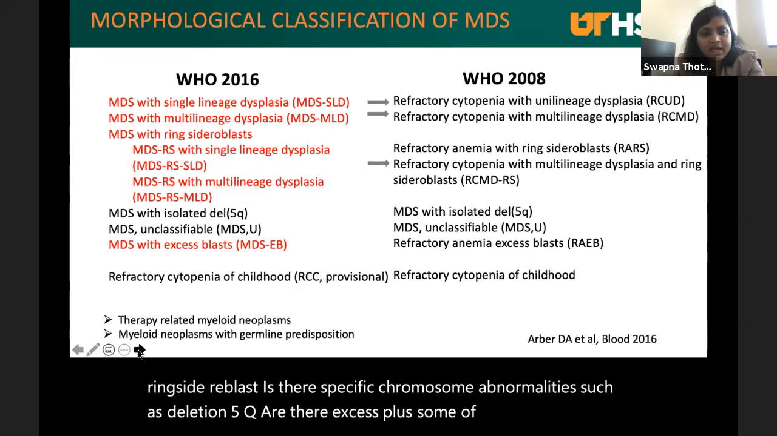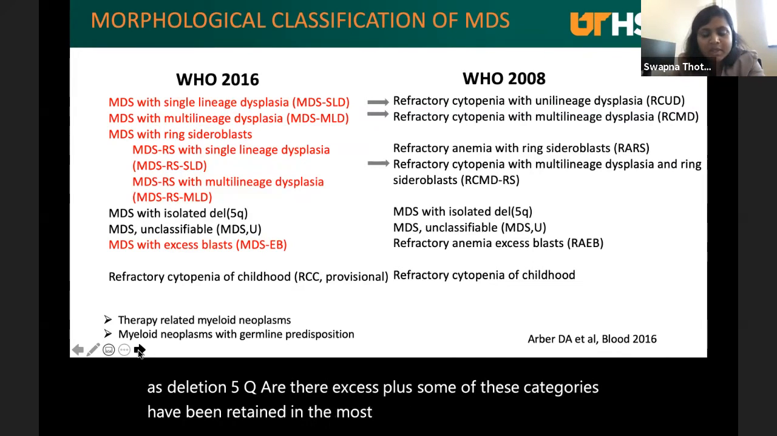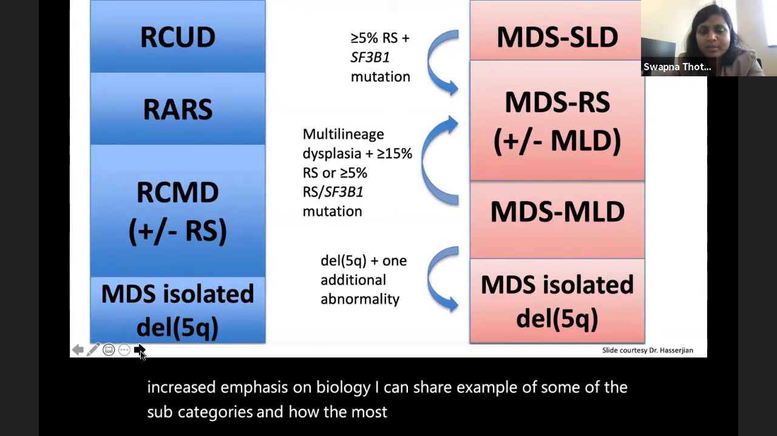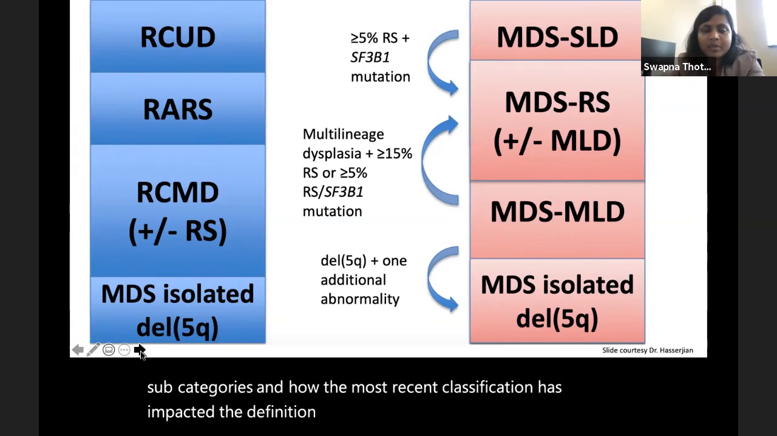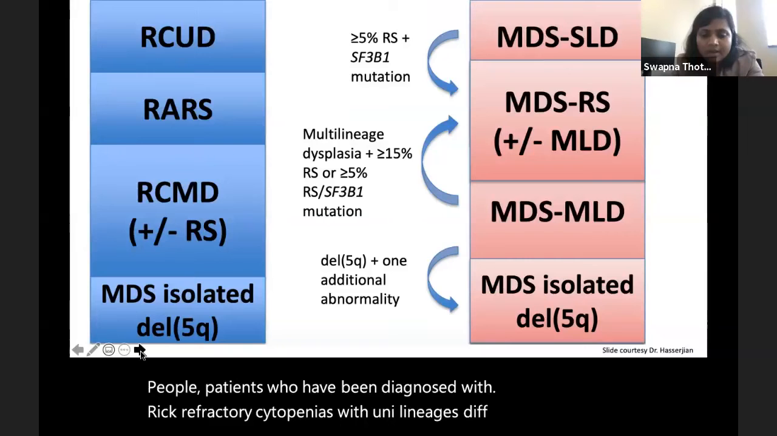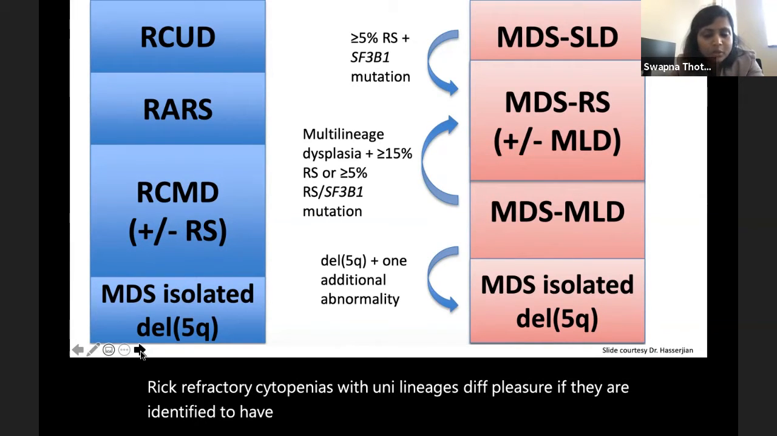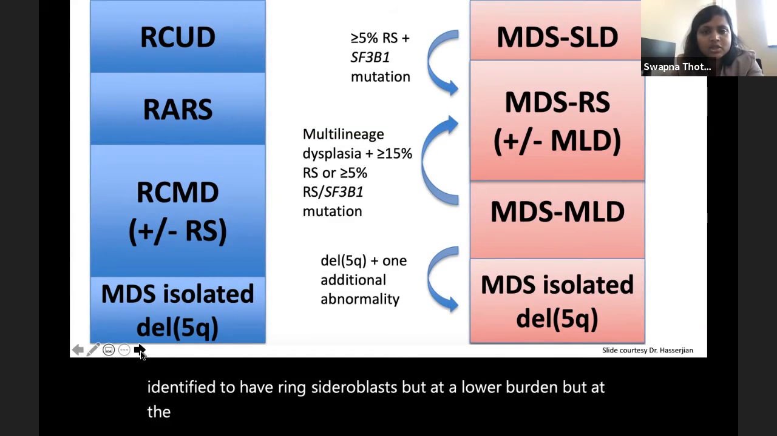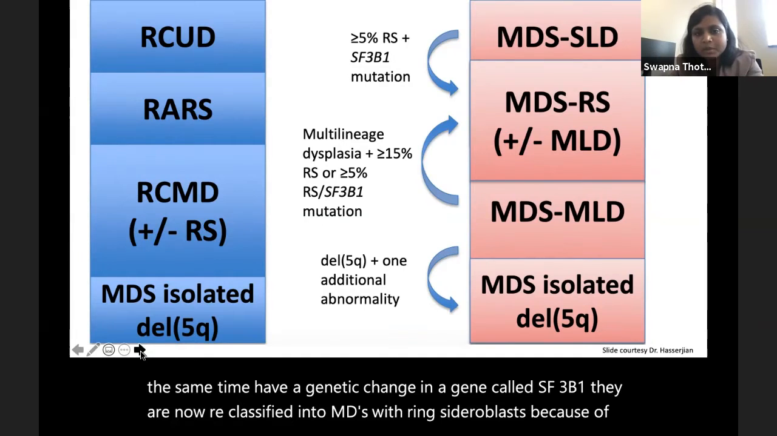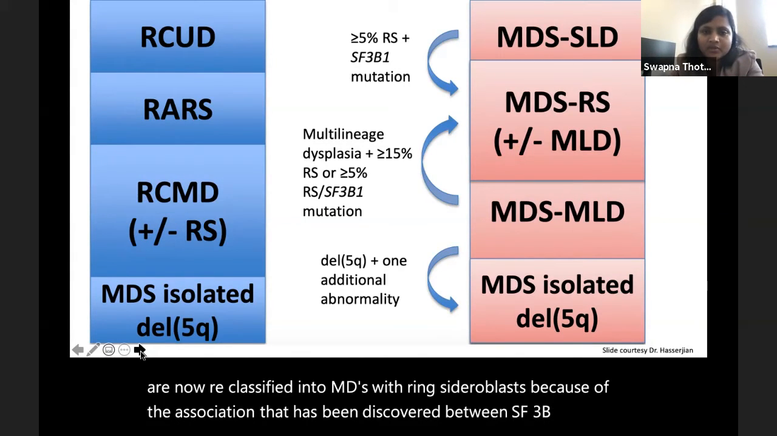Some of these categories have been retained in the most recent iteration, but there has been increased emphasis on biology. I can share examples of some of the subcategories and how the most recent classification has impacted the definition of such diagnosis. Patients who have been diagnosed with refractory cytopenias with unilineage dysplasia, if they are identified to have ring sideroblasts, but at a lower burden, but at the same time have a genetic change in a gene called SF3B1, they are now reclassified into MDS with ring sideroblasts because of the association that has been discovered between SF3B1 mutation and presence of ring sideroblasts.